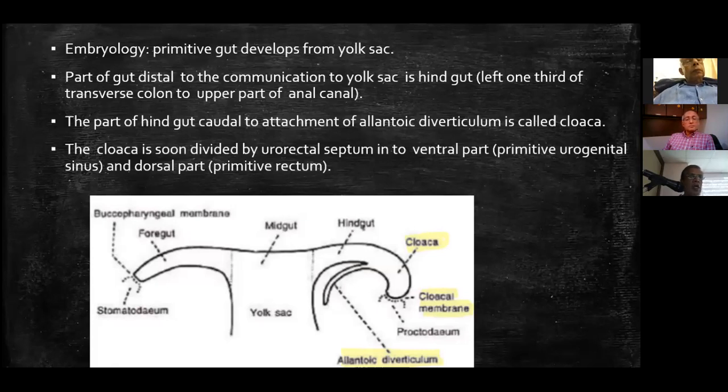That's clear. So this cloaca gets divided by the urorectal septum. So there is a septum dividing the primitive cloaca into an anterior part, called the urogenital sinus, and a posterior part, called the primitive rectum. And the caudalmost part of the cloaca is covered by the cloacal membrane, which again gets divided into a posterior anal membrane and an anterior urogenital membrane.